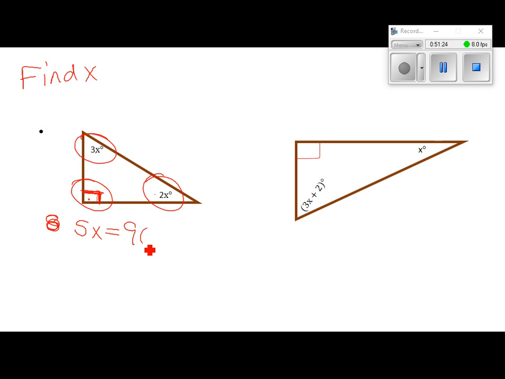So 5x equals 90. Now what? X equals 18. Anybody else get that? 18.